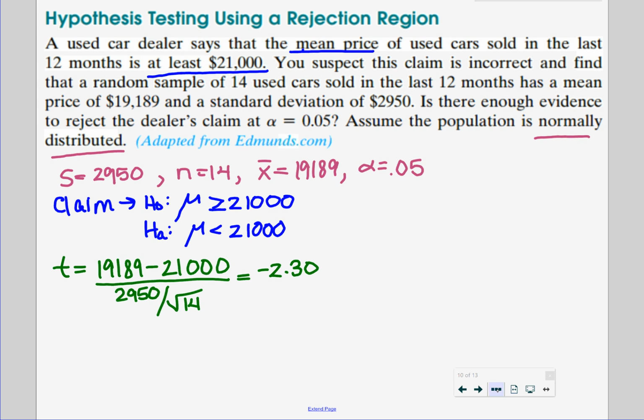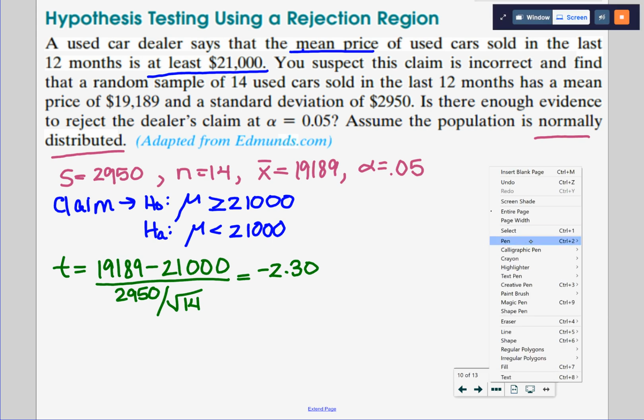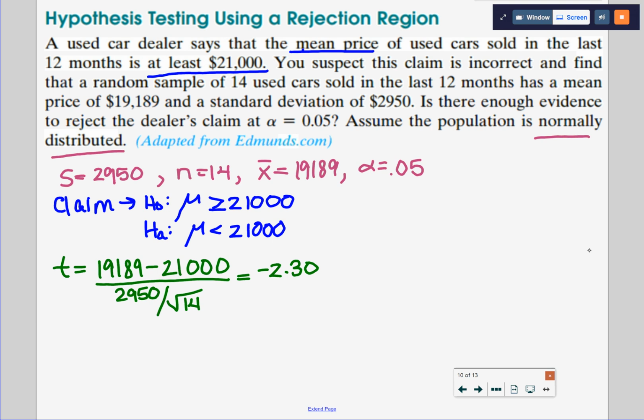All right. Critical values. Is this a left tail, right tail, or two-tail test? You look at your alternative hypothesis, and it is left tail because it's less than. We also need our degrees of freedom. Degrees of freedom are n minus 1. Our n is 14, so our degrees of freedom are 13.